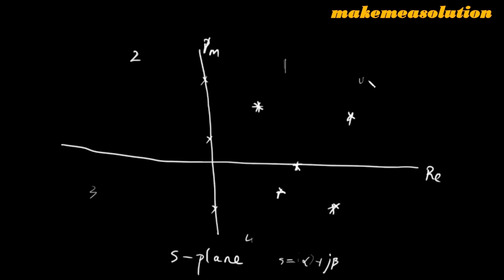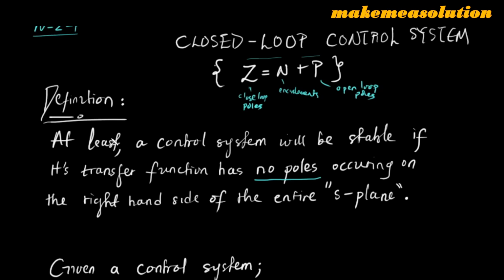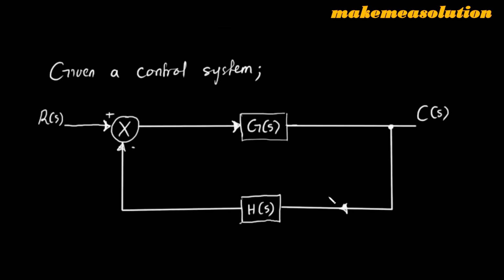So you have unstable, stable, then marginally stable. So you can see the difference, right? So when we are talking about control systems, it has to be in such a way that no poles occur on the right hand side of the entire S-plane. If at all, our system should be stable. So this is the first definition.